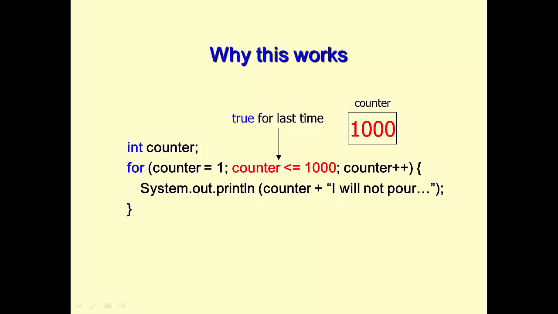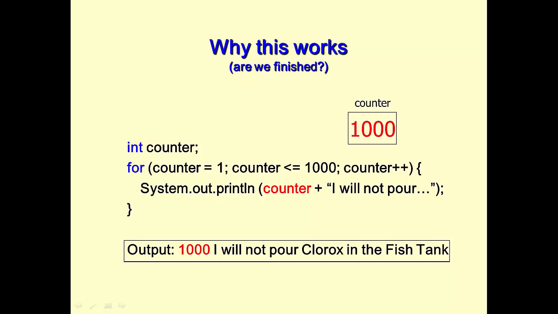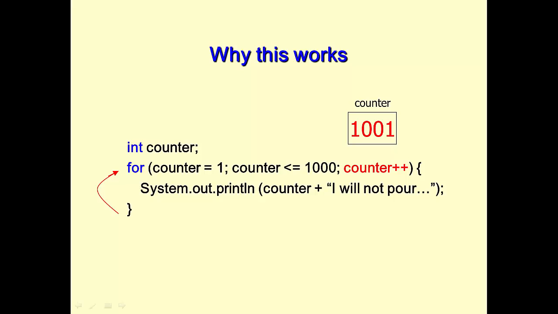Well, if we do this test to continue, you can see that the value 1,000 is less than or equal to 1,000. So this is going to be true for the last time. Here we're going to print out 1,000, I will not pour Clorox in the fish tank, but we still go back to the top of the loop here. So we still increment this counter by 1, and the counter actually makes it to 1,001.